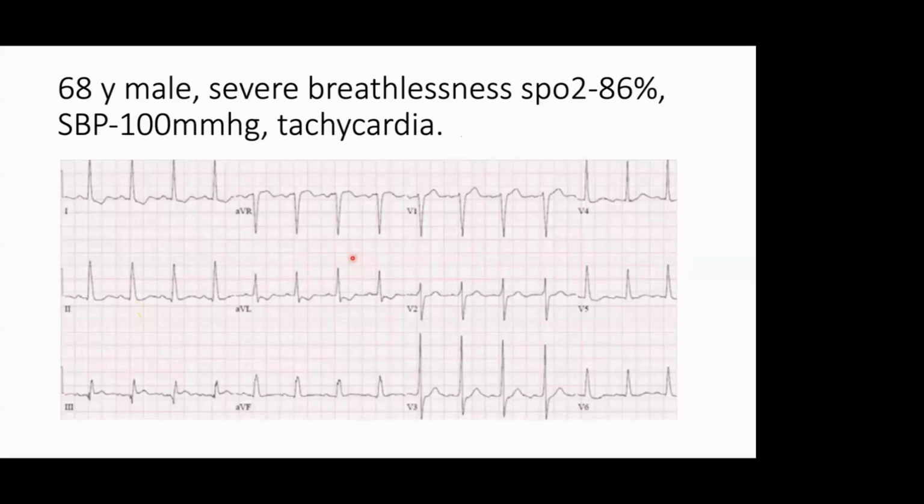V4 also, V3, V2, everything is having ST depression. Lead 2 also, but lead 3 is having another finding. What is that? ST elevation in 3. There is AVR also having ST elevation. Yes, V1 also having ST elevation. So in this pattern, AVR ST elevation, V1 ST elevation with diffuse ST depression in 1, AVL, V5, V6 and 2.